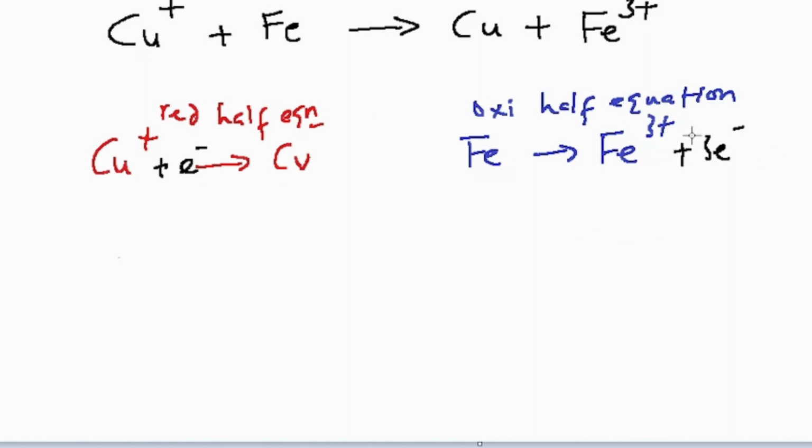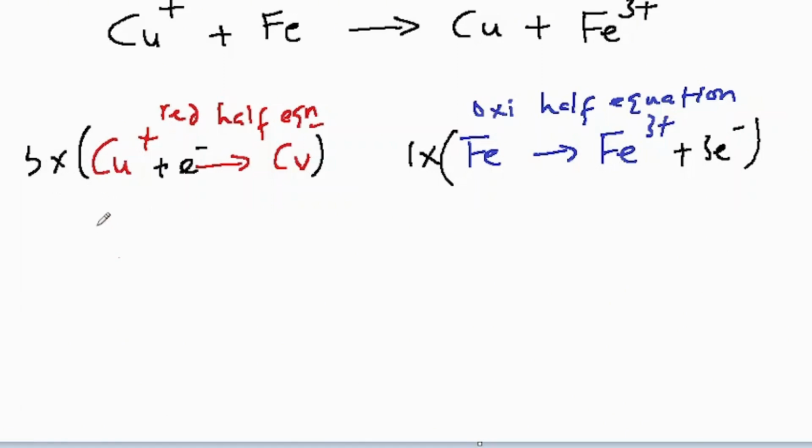Obviously, 3 electrons are lost already, so for the electrons gained to be 3, we have to multiply the reduction half equation by 3. This is times 3. And the oxidation half equation, we multiply it by 1. Doing this will ensure that the reduction half equation has 3 electrons gained, and the oxidation half equation has 3 electrons lost. Alright, so let's multiply it through.